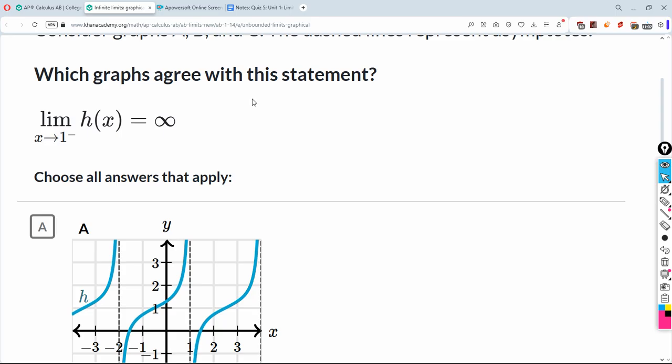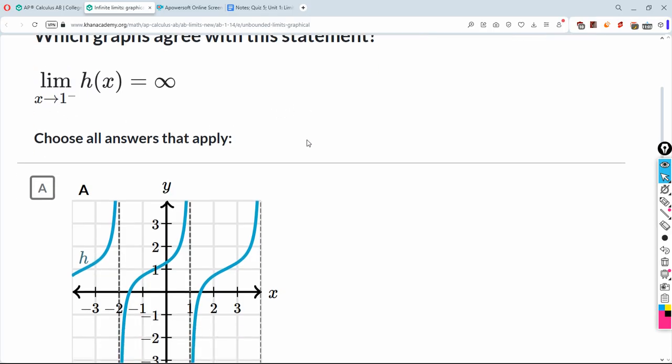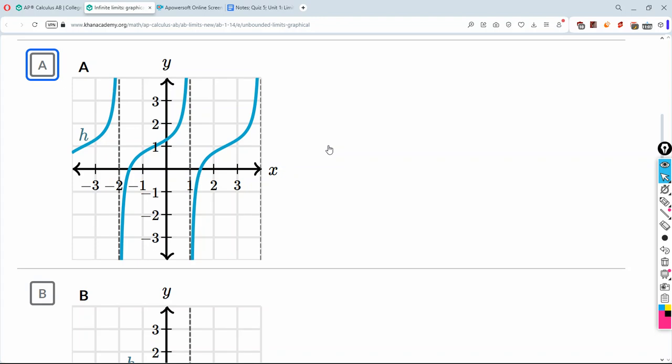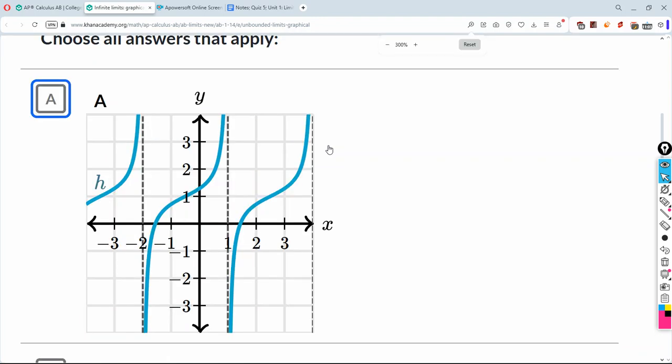All right, which graphs agree with the statement? Limit as x approaches 1 from the negative side, and we want to see if it equals positive infinity. Okay, so let's check each one. X approaches 1 from the negative side. All right, on the first graph, here's the negative side, here's 1. And if we travel on the graph from this side, this goes to positive infinity. Okay, so A is good.